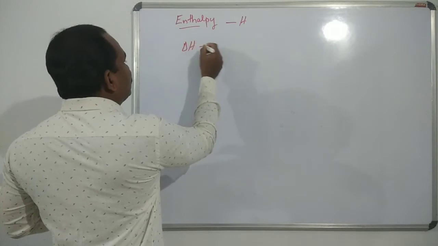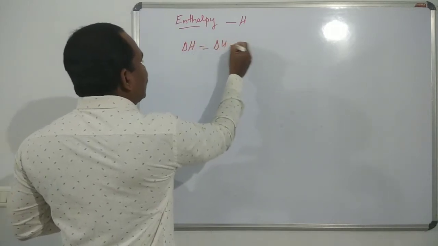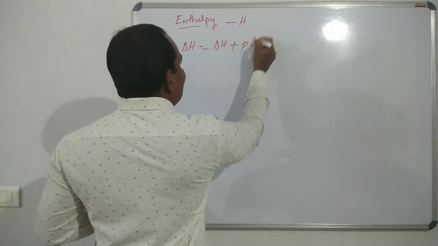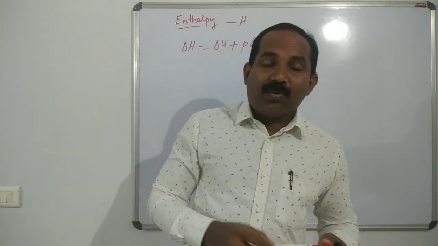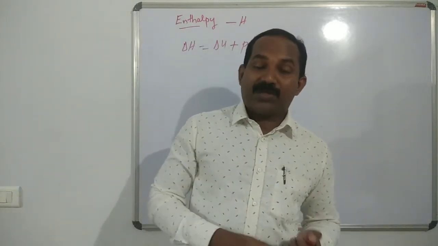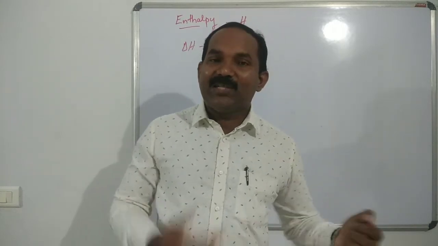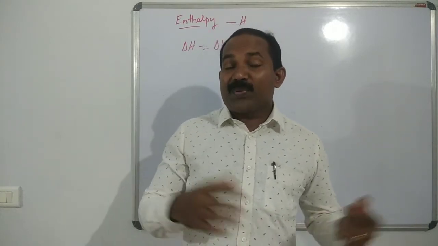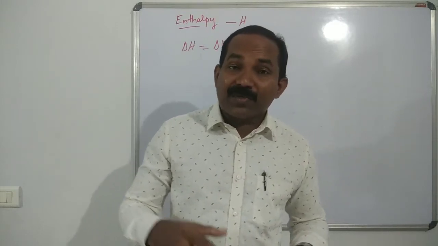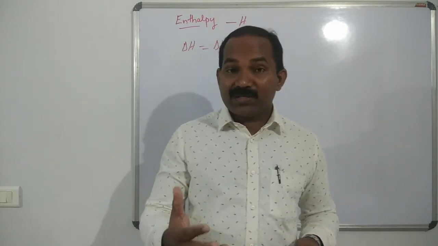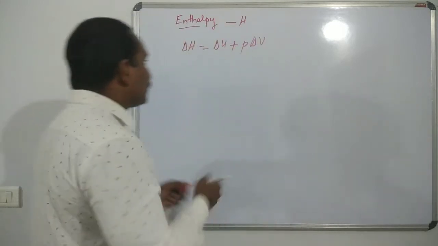Delta H is equal to delta U plus P delta V. For solids and liquids, the volume is not important. The volume change is negligible. There is no appreciable change of volume. In the case of gaseous reactions, the volume change is appreciable.